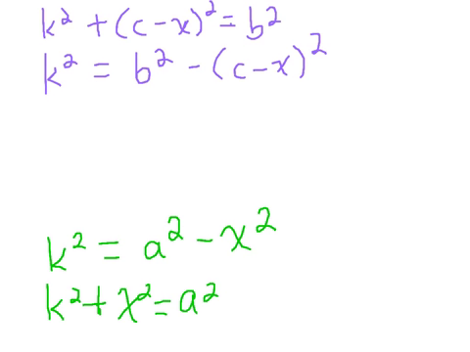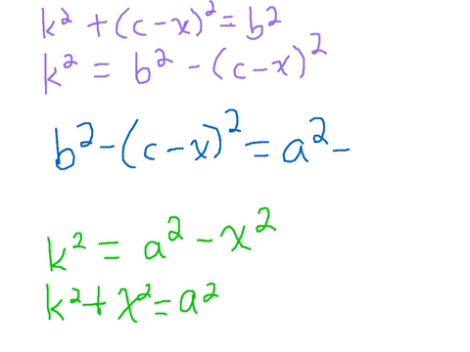All right, so if you take a look, I've got two equations here, distinctly different, but both of them are equal to k squared. So let's see what happens if we set both of these equal to each other. I could say that b squared minus the quantity c minus x squared is equal to a squared minus x squared. Okay? Some of you guys are probably sitting there thinking, alright, so what? We've got these things that are equal to each other. How is that really going to be helpful?